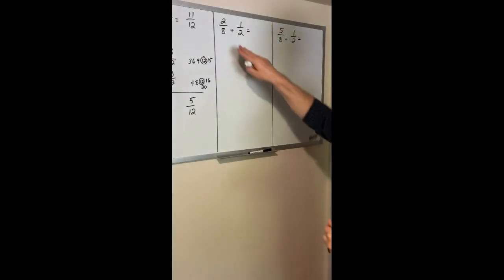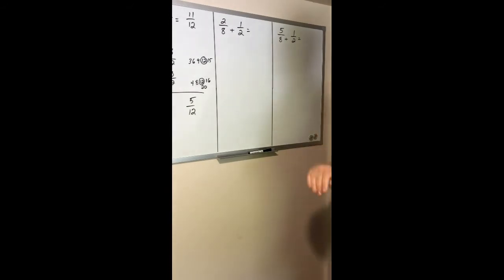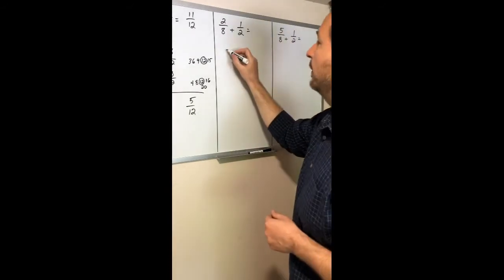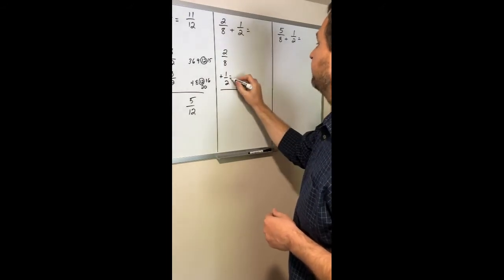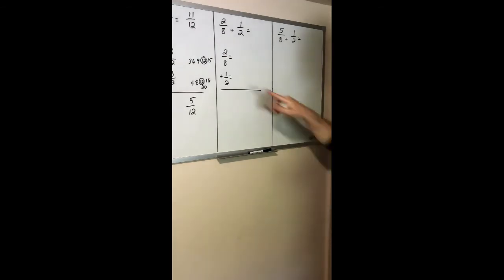Okay, so let's look at problem number 2, which is 2/8 plus 1/2. Again, it's written horizontally, so on your paper, let's go ahead and write that vertically. 2/8 plus 1/2. You're going to notice that they have uncommon denominators, so I need to find a common denominator by doing multiples.